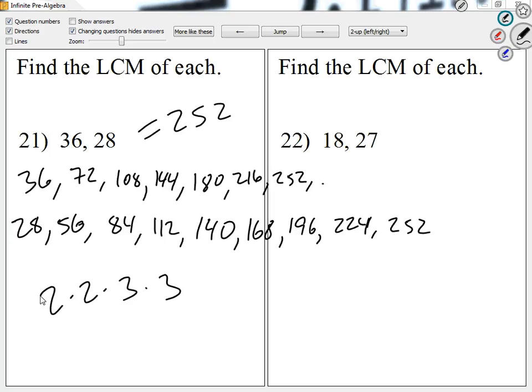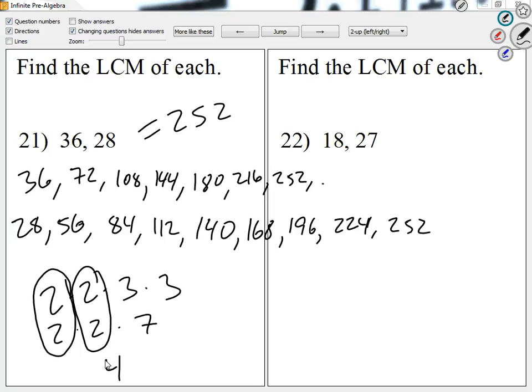2 times 2, 3 times 3. For 28, I'm going to go 2 times 2 times 7. Right, I'm doing the prime factorization. I remember how to do the greatest common factor. Remember, I used to tell you guys for greatest common factor, look what they have in common. In my case, greatest common factor is 4.